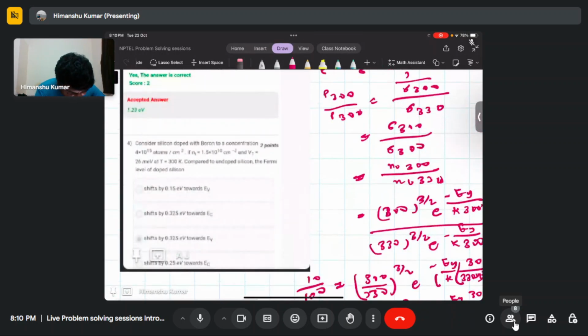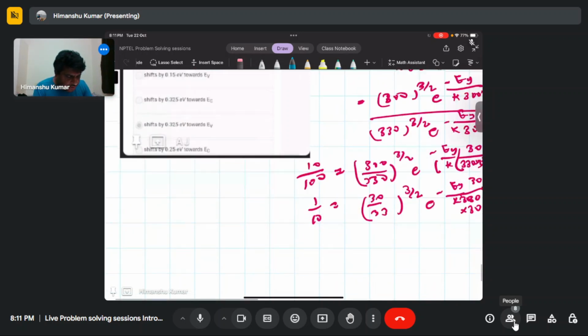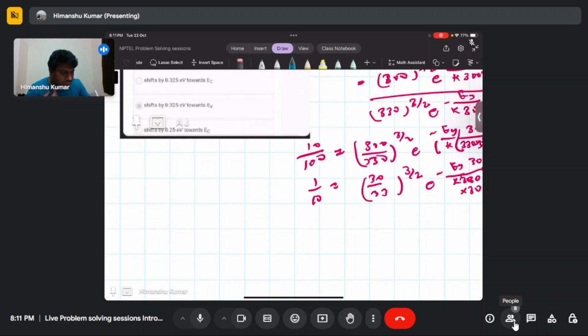Fourth question. Consider silicon doped with boron to a concentration of 4 into 10 power 15. If Ni is this, and Vt equals 26 milli electron volt, compared to the undoped silicon, then the Fermi level of the lightly doped silicon. So basically this you can just calculate.